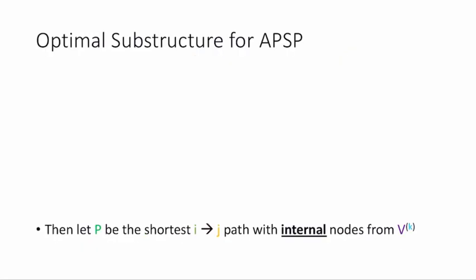Okay, it is now time to dig into the Floyd-Warshall algorithm. So we've got an animation problem again. What is the optimal substructure for the all-pair shortest path problem?